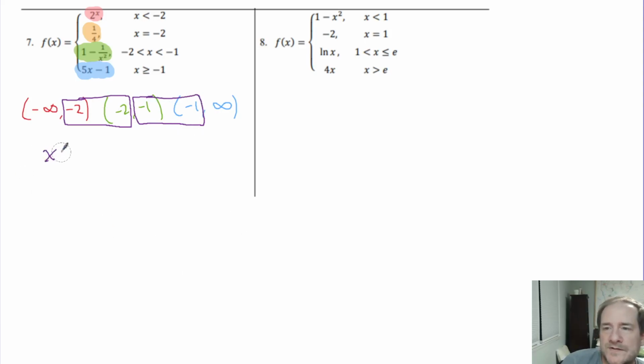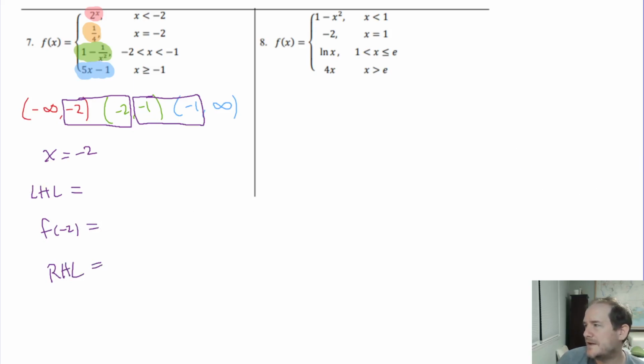So if we let x equal -2, then we're going to do that test by finding the left-hand limit, the value of the function, and the right-hand limit. We do this every stinking time. So who's giving me the left-hand limit? I bet it's this guy to the left. It's going to be the red guy. So I'm doing 2 to the -2.